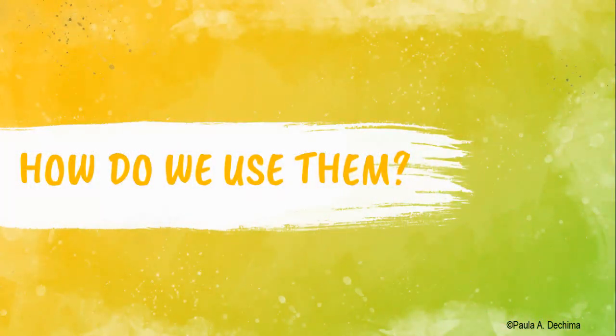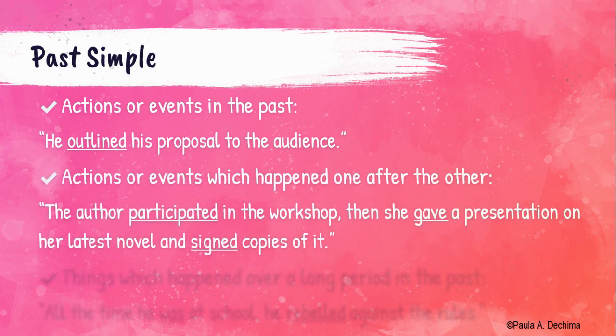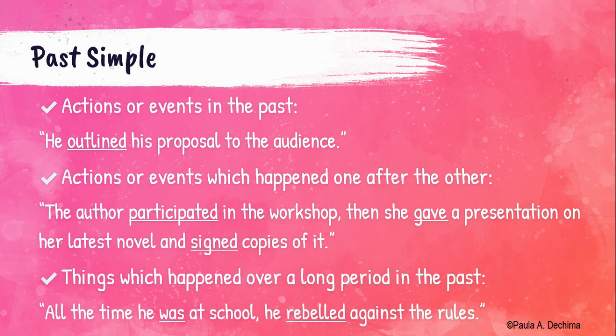Now, how do we use them? We can use the past simple to describe actions or events in the past. He outlined his proposal to the audience. We can use it to describe actions or events which happened one after the other. The author participated in the workshop, then she gave a presentation on her latest novel and signed copies of it. And finally, we can use the past simple to describe things which happened over a long period in the past. All the time he was at school, he rebelled against the rules.